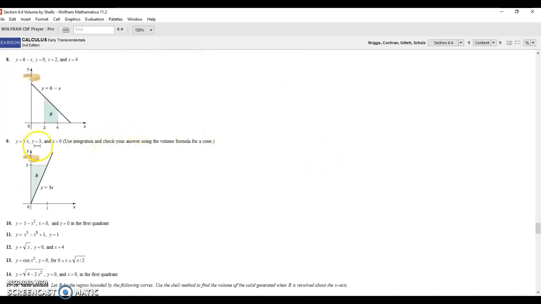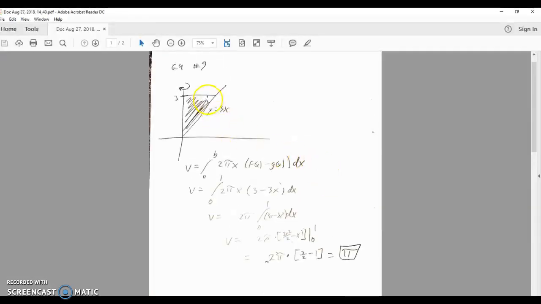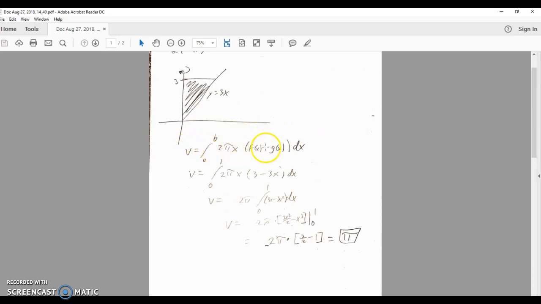The first one is number 9. So here we have this region bounded by y equals 3x, and then y equals 3 and x equals 0. And they want us to use the shells method. So I've done number 9 over here. So we have our formula. Volume is the integral from a to b of 2 pi x times f(x) minus g(x) dx.